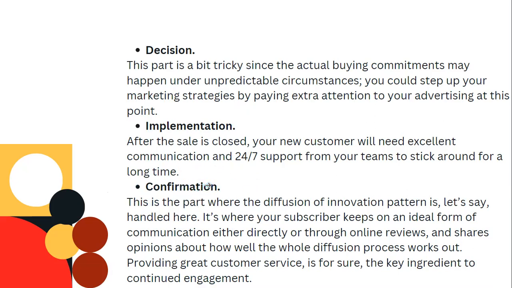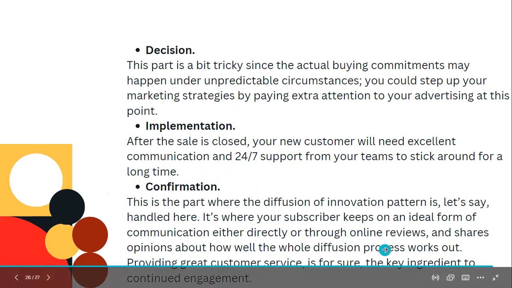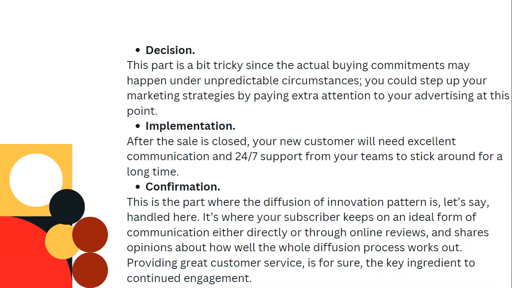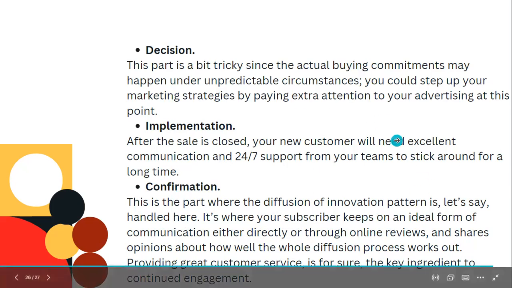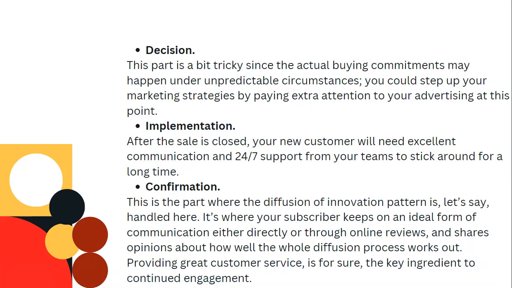You are going to get a good review, maybe an online review, or the customer shares their opinion with friends, family, etc. And that is how the whole diffusion process is successful. So providing great customer service is very important for this confirmation to happen. Because if you have bought the device and nobody is coming to support you, you don't know how to use it, then naturally you will be left with a very unhappy customer, even though the product is great.